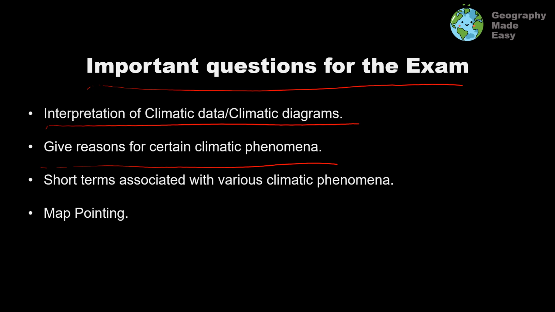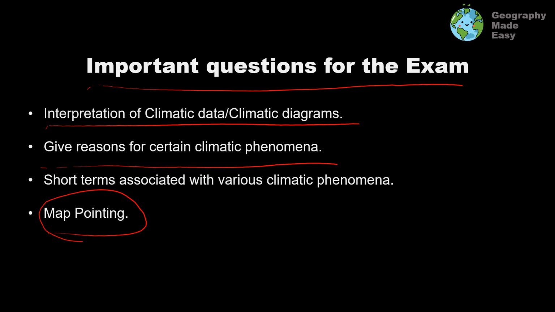And of course, map pointing is important, where they can ask you to mark the course of the southwest monsoons. They can ask you to mark the Bay of Bengal branch, the Arabian Sea branch, and to mark a region which experiences flood, another region which experiences extreme drought. They can ask you to mark areas which receive rainfall from tropical cyclones, which will of course be the eastern part. So you can mark Orissa, Andhra Pradesh and West Bengal and also Bangladesh.